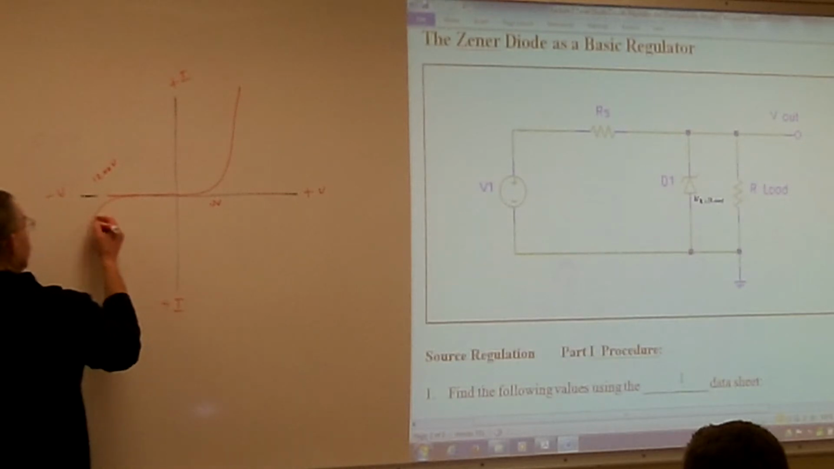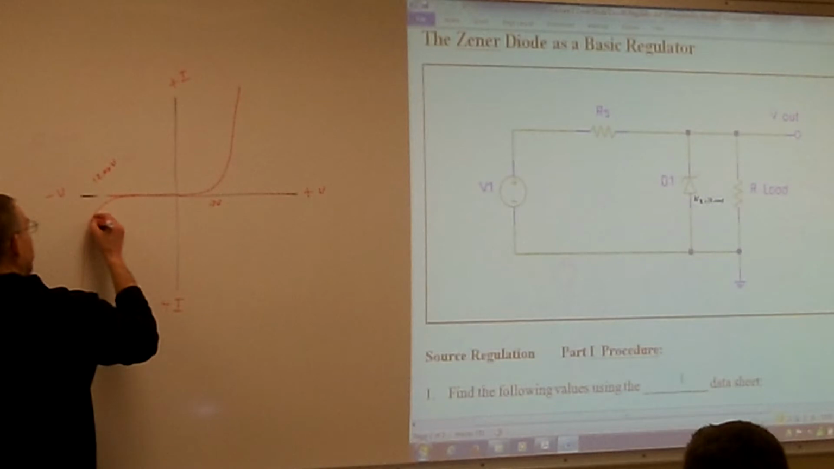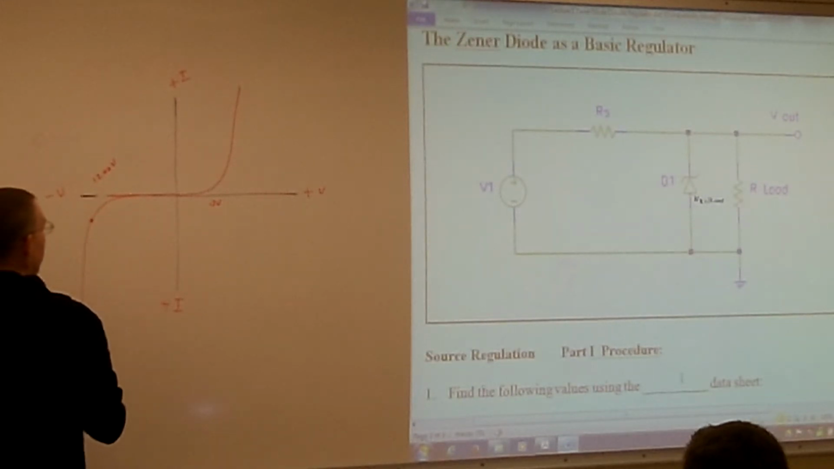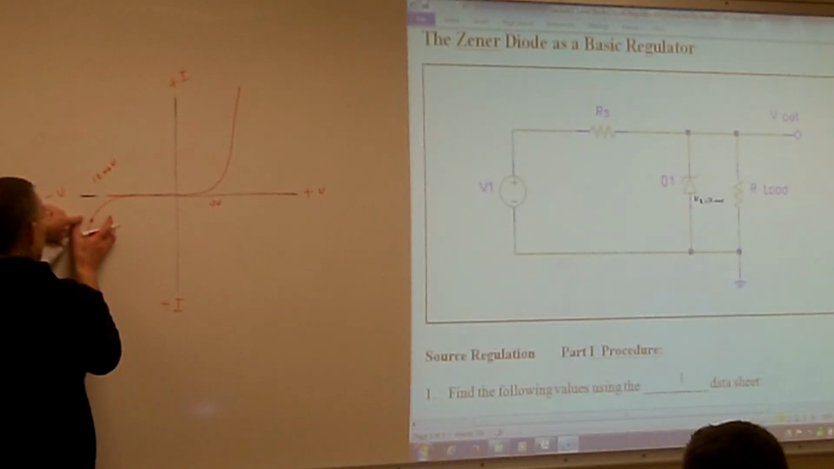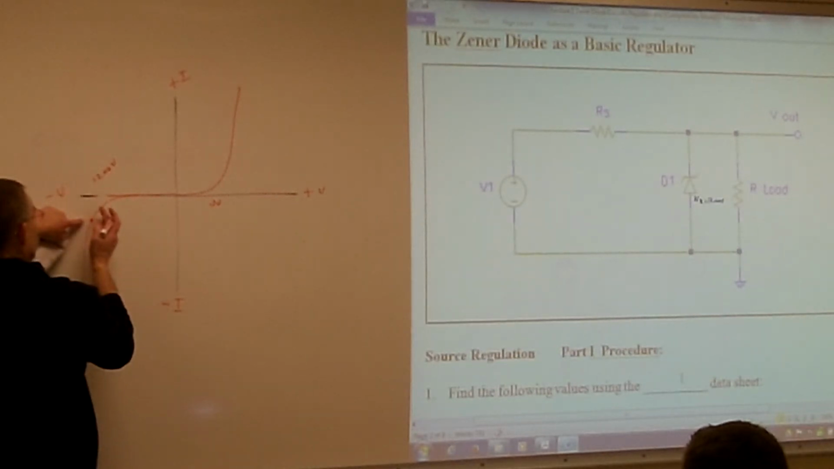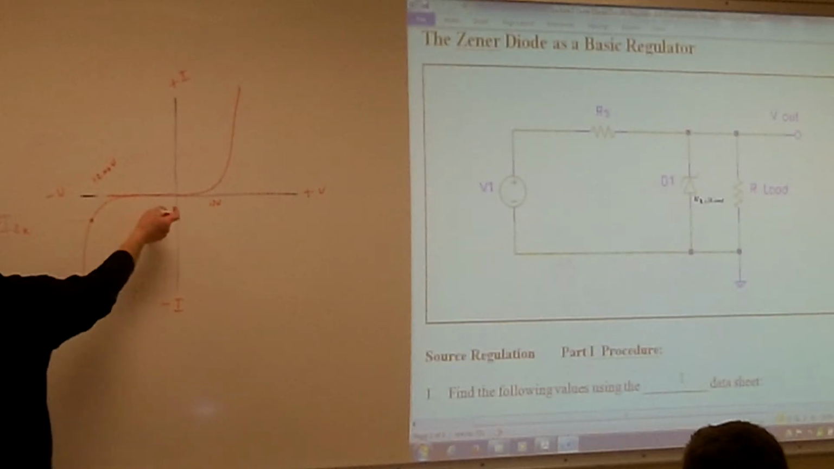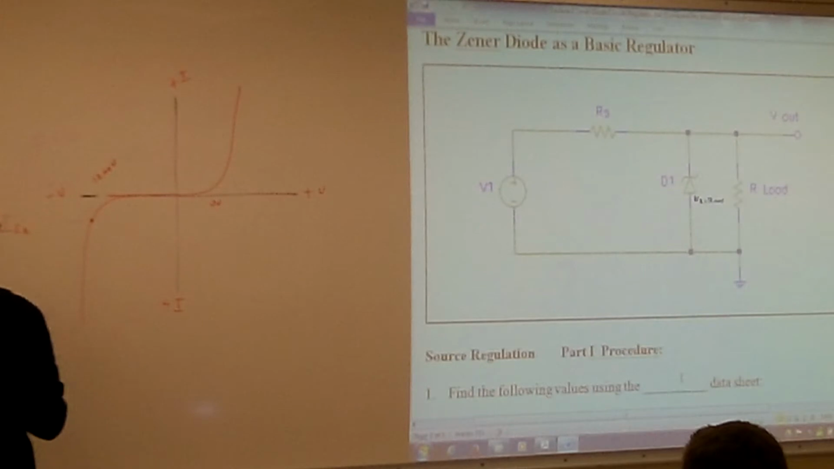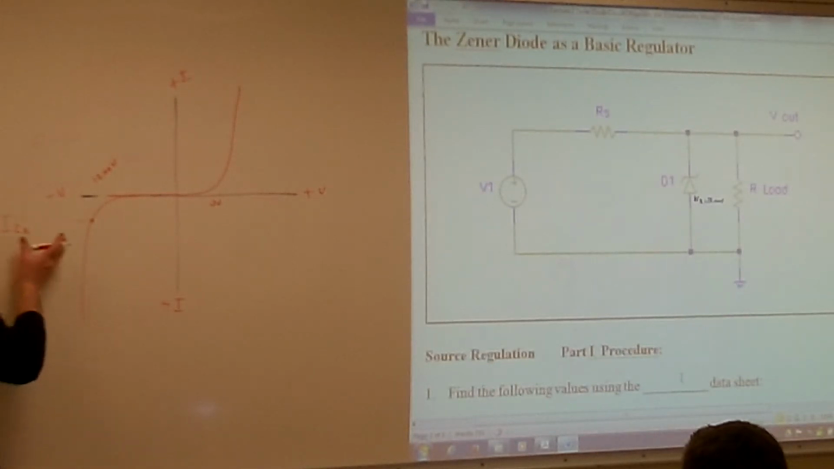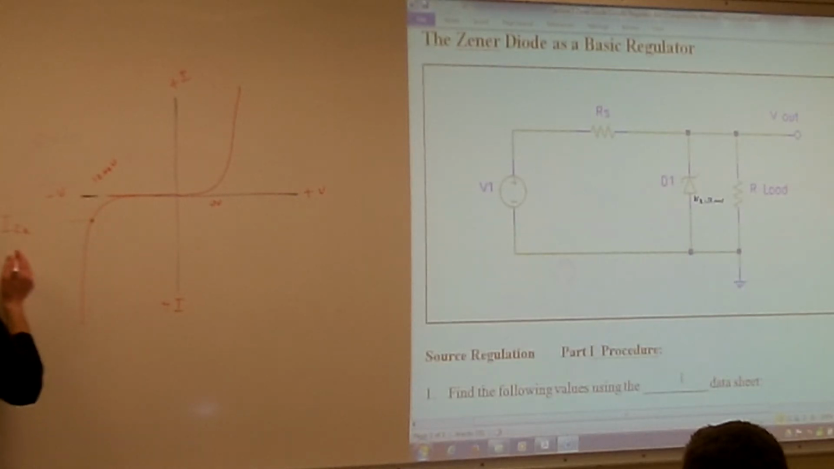So we don't like to be in this area here. Where we want to be is somewhere in this area. We want to maintain a certain amount of current going through there at our 12 volts. And this little spot here is what we call our IZK. This is our knee current. It's kind of like somebody sitting on a chair bending their knee. The knee current is what we're trying to look for. We need to maintain that certain amount of current to maintain regulation.